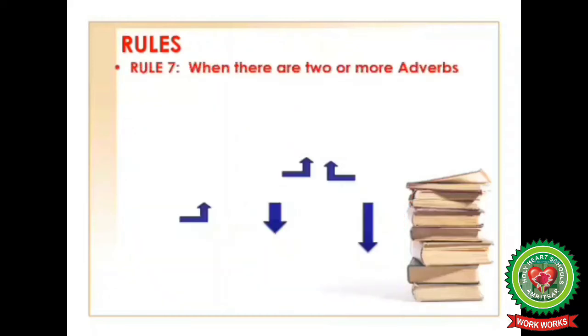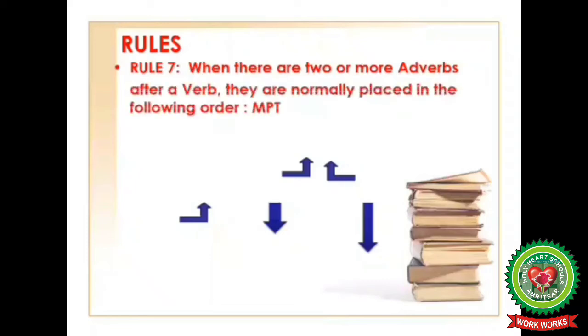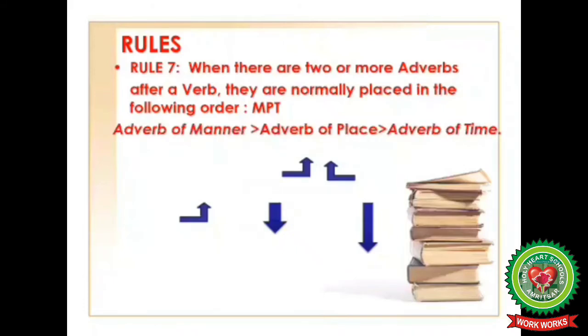Next rule, students. This is one of the most important rules. When there are two or more adverbs after a verb in a sentence, they are placed in the following order, which we commonly call MPT. It means first comes the adverb of manner, then P, adverb of place, and in the end, adverb of time. This is the sequence to be followed if there are two or more adverbs in a sentence.